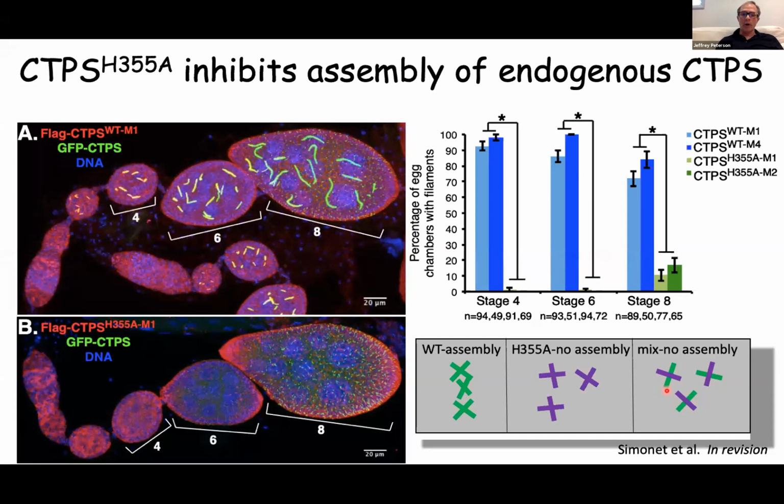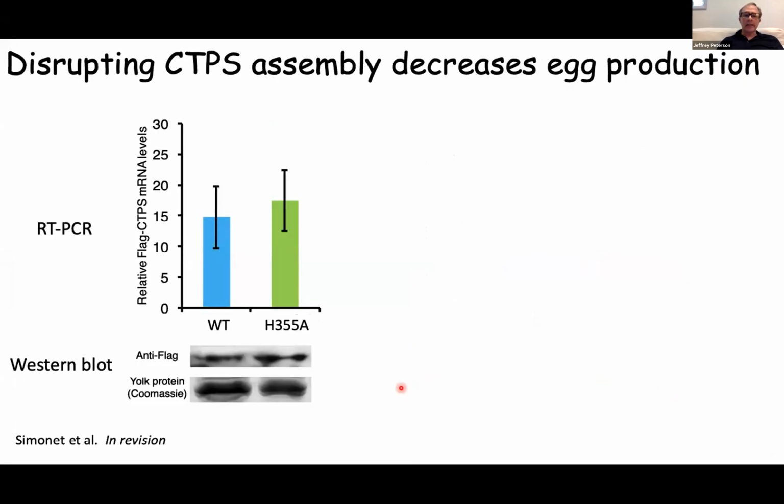So now we're really poised to ask whether disrupting assembly has a phenotypic effect on egg production. So we isolated independent transgenes that gave similar levels of expression of either the wild type or H355A CTP synthase, either at the RNA or protein levels, and then took female flies expressing each of these transgenes within the germline cells of the ovary and mated them to wild type males, and simply counted the number of eggs produced over the course of 24 hours.